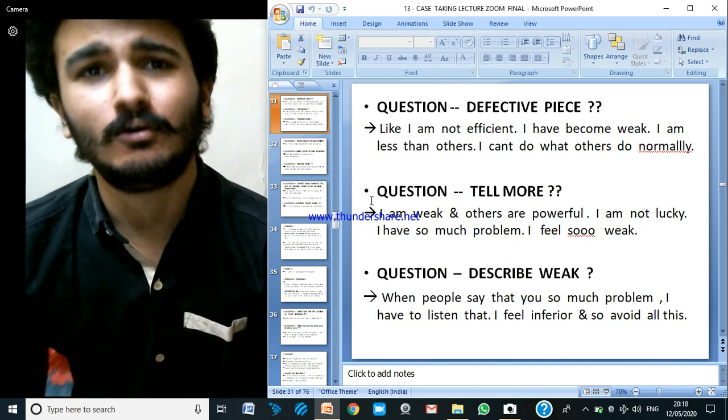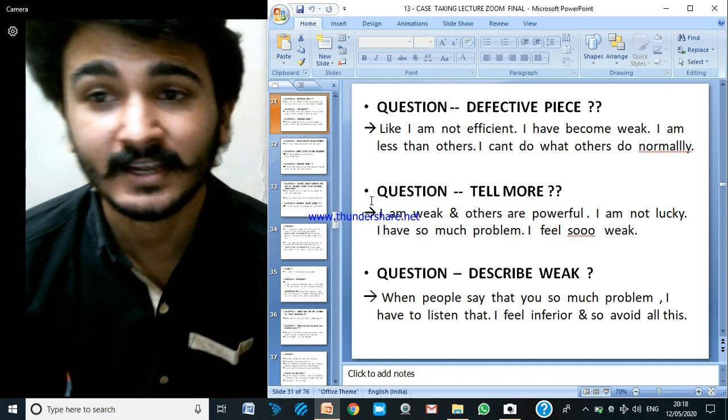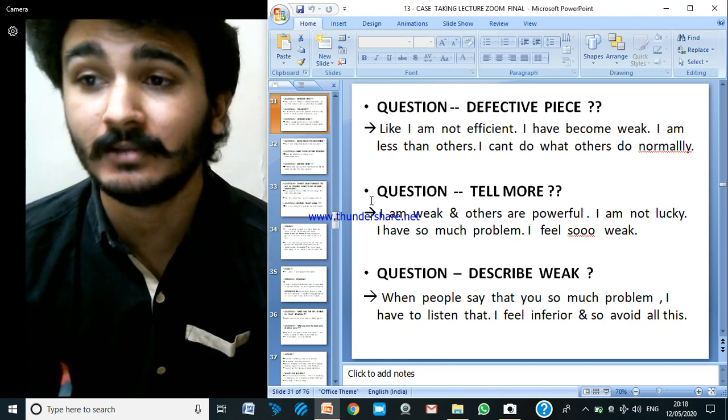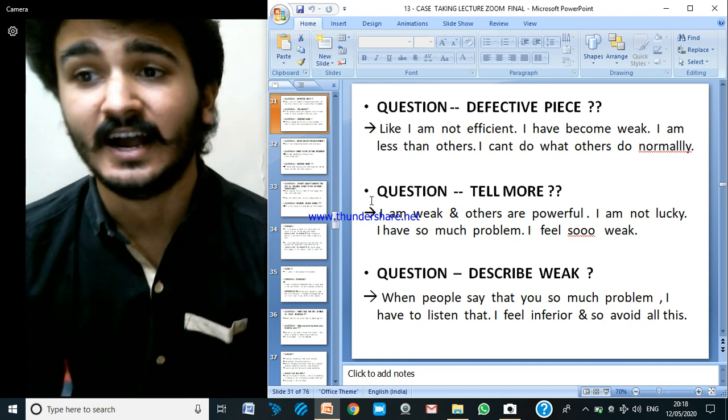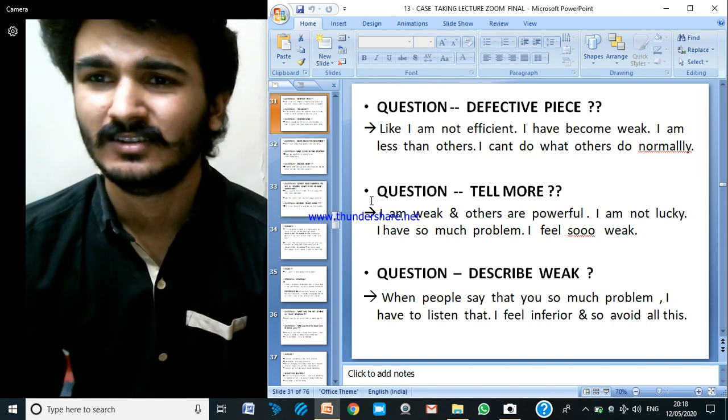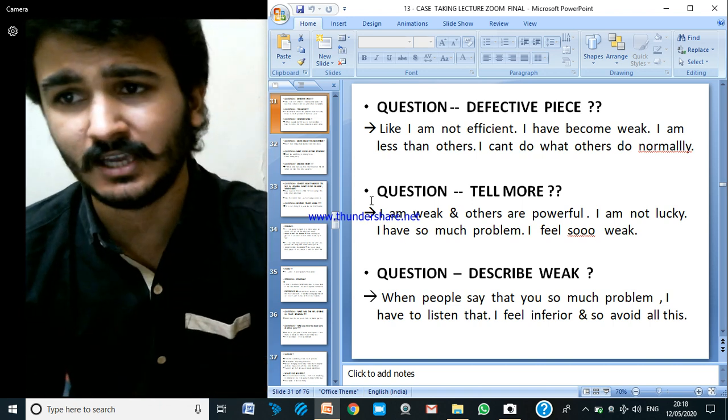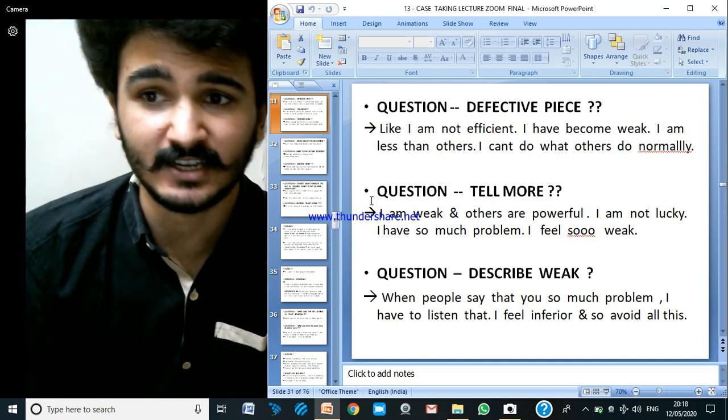So I asked, what is a defective piece? It's like, I am not efficient. I am becoming weak. I am less than others. I can't do what others do normally. She was giving me many signs: weak, not efficient, less than others.